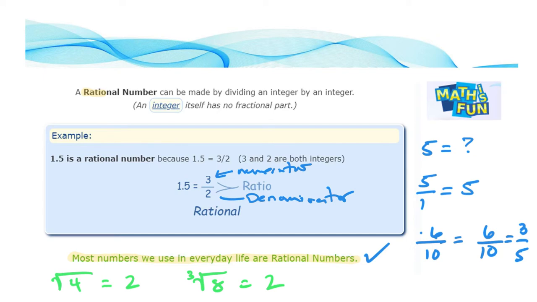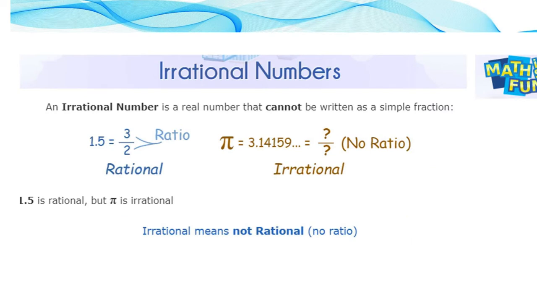So definitely these are rational numbers. We're getting here down to our last common number set. So now we just went from rational numbers, which we can write as a ratio, to irrational numbers. And irrational numbers are real numbers that cannot be written as a simple fraction. So when we were looking at a rational number, like 1.5, it obviously equals 3 over 2. It's a ratio, a fraction. So we can capture this number and write it as a fraction.